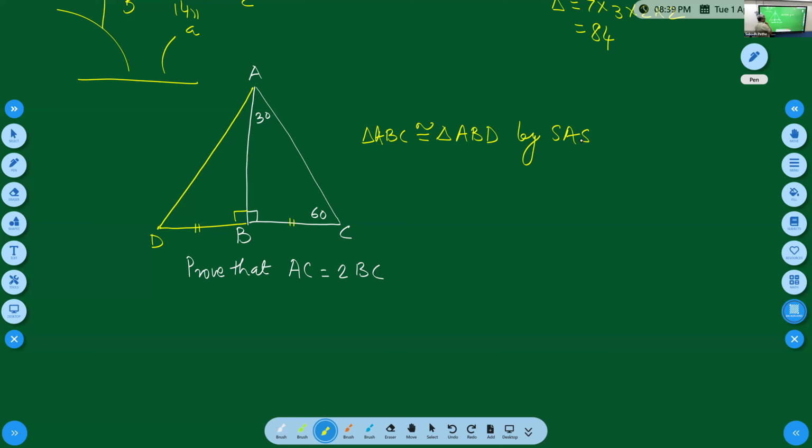Therefore corresponding angles must be equal. Remaining sides must be equal. Corresponding angle. This is 60, this is 30. But then ADC is equilateral. Therefore AC is equal to AD is equal to CD. But CD was 2 times BC.